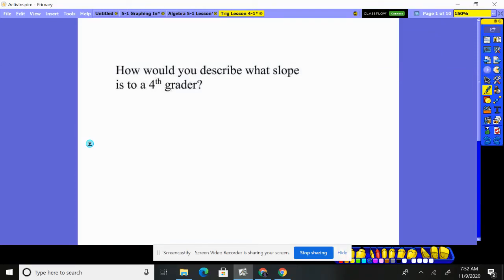Okay, we want to look at three different topics today. So let's start with the first one. How would you describe what slope is to a fourth grader? Your little brother or sister's a fourth grader, and they say, "What's slope?" How are you going to describe it to somebody?